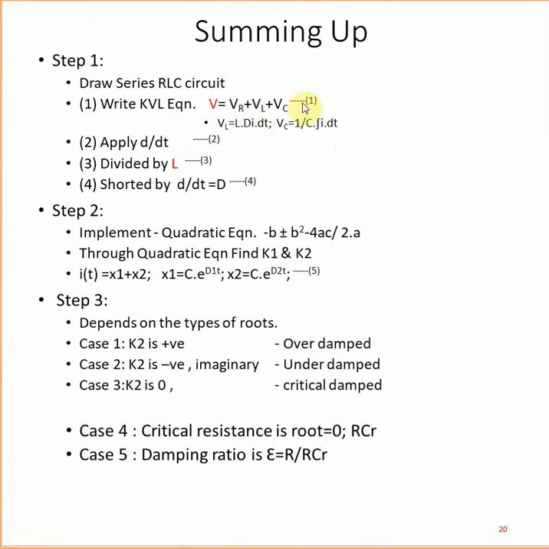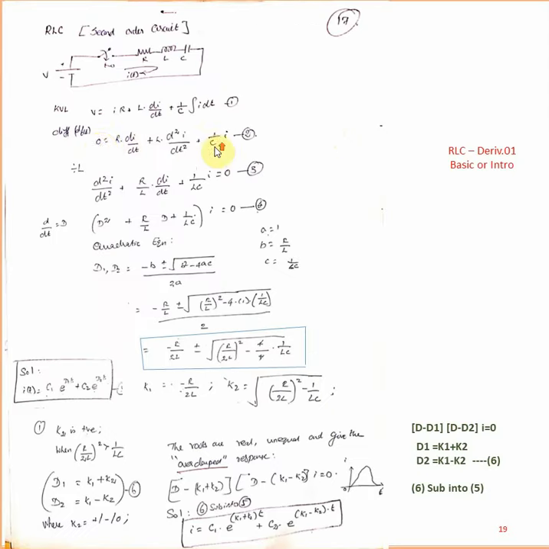Next, apply d by dt, which means differentiate the equation one time. In the first equation I want to differentiate. If it is possible you can differentiate, otherwise substitute. Here I will differentiate on the left-hand side. Is there any dt term? No, so it is 0. Then on the right, R times d by dt of I, plus L, where d by dt is already there, so L d squared I by dt squared, plus the differentiation of the next term.